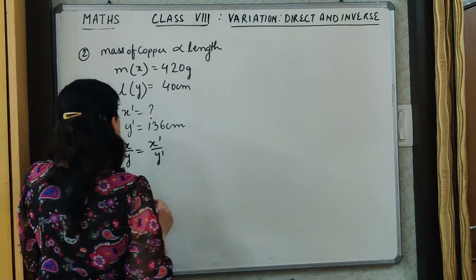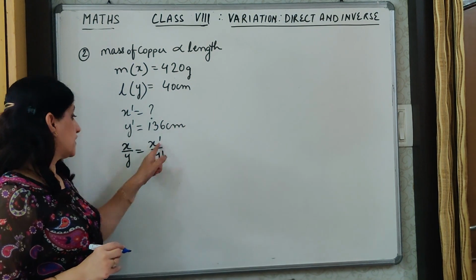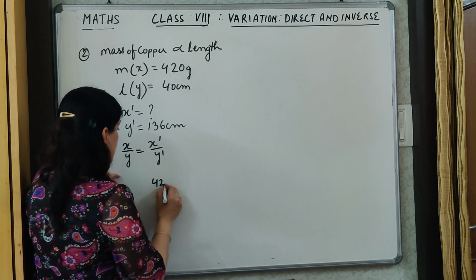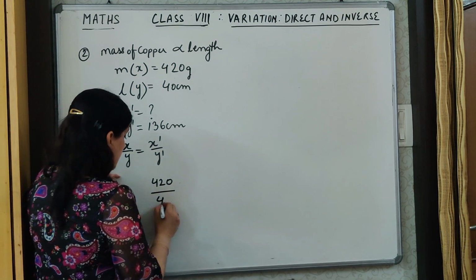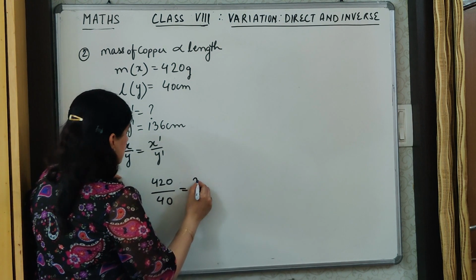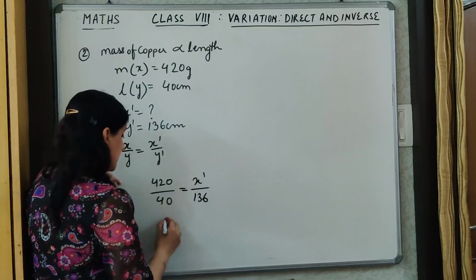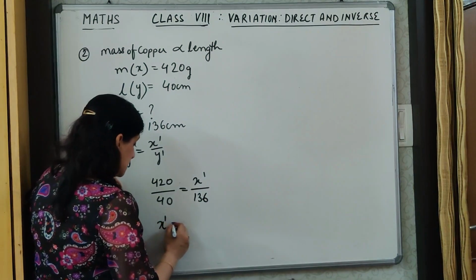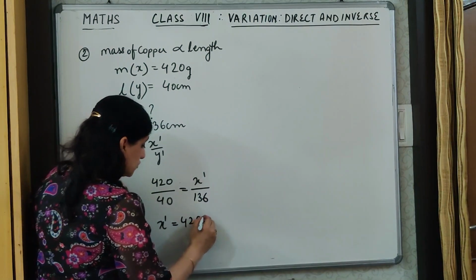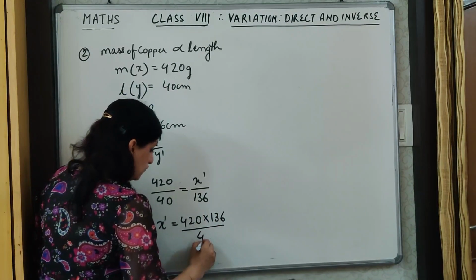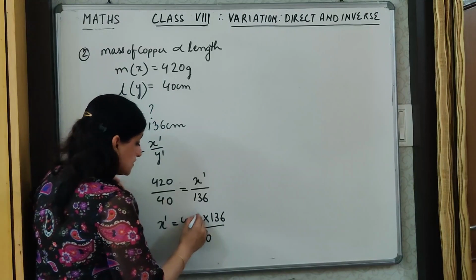So we will apply the formula of direct variation, x upon y is equal to x dash upon y dash. Now which is the unknown quantity? X dash is the unknown quantity. So I get 420 upon 40 is equal to x dash upon 136. I get x dash is equal to 420 into 136 upon 40. What does this give me?